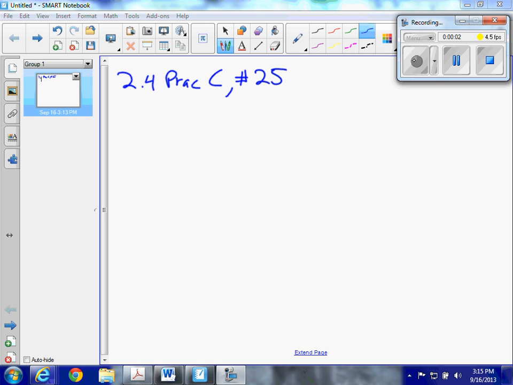This is a word problem. It's 2.4 practice C, number 25. So I need to write a linear model for the U.S. population from 1950 to 1960. And it gives me a little bit of data.